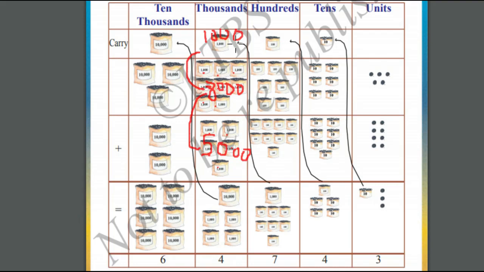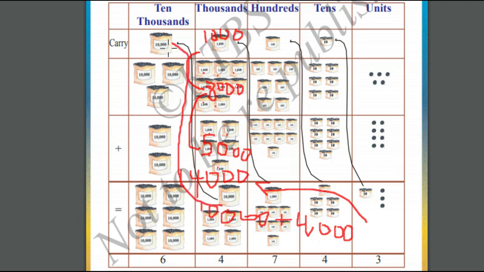We cannot represent 14000 in the thousands place, right? So what we will do is we will split the number as 10000 plus 4000. 10000 plus 4000 is equal to 14000, right? We will carry 10000 to the 10000s place. We are remaining with 4000. 4000 is written as 4 since it is in the thousands place.